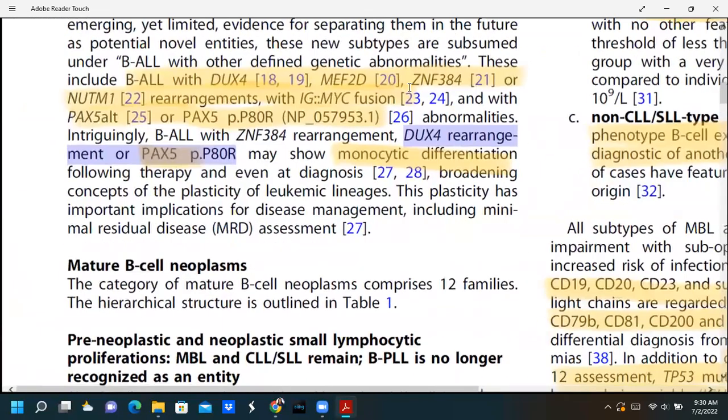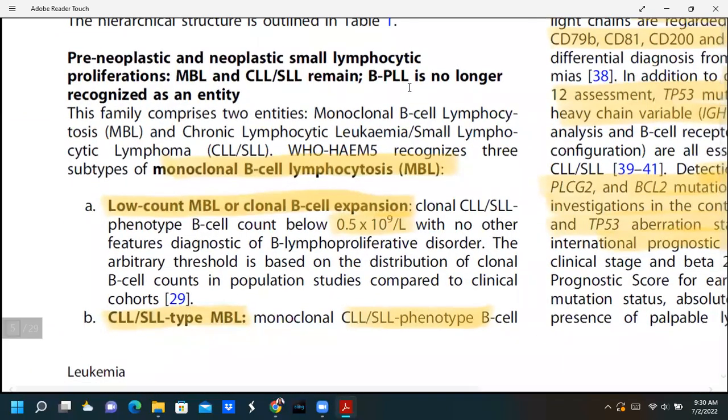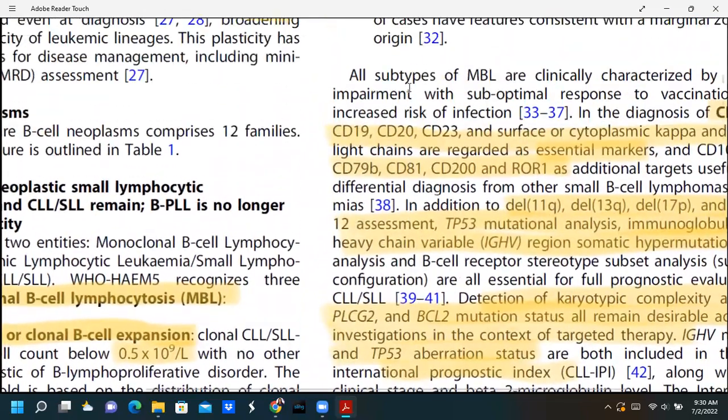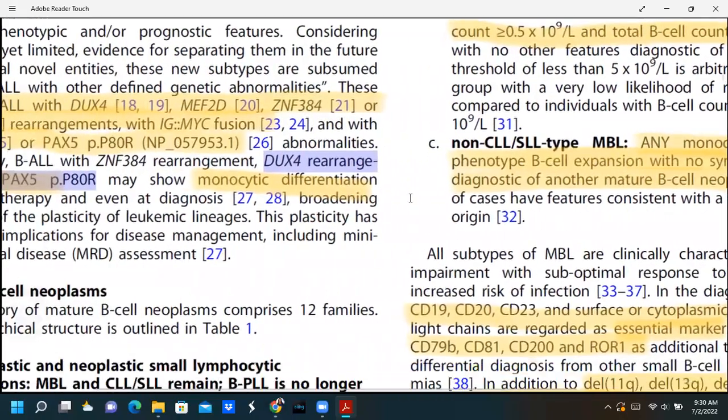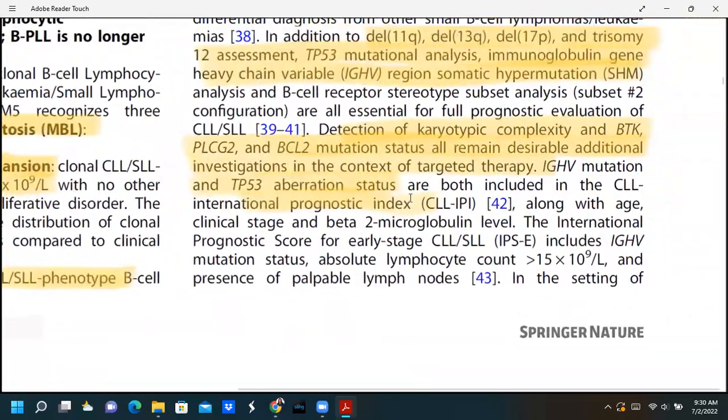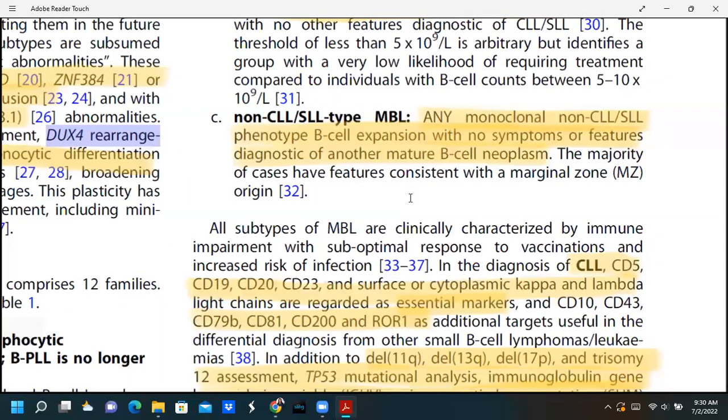So again, less than 0.5 is low count MBL or clonal B cell expansion, and CLL/SLL type MBL is 0.5 to 5 clonal B cells. And then non-CLL/SLL type MBL: any monoclonal non-CLL phenotype B cell expansion. So basically, if it is less than 0.5 and non-CLL type, you're not going to call it low count. Yes, you're going to lump it into this category, non-CLL/SLL type. Period. So any monoclonal non-CLL/SLL phenotype with no symptoms or features diagnostic of other mature B cell neoplasms, you're going to call it non-CLL/SLL type MBL.